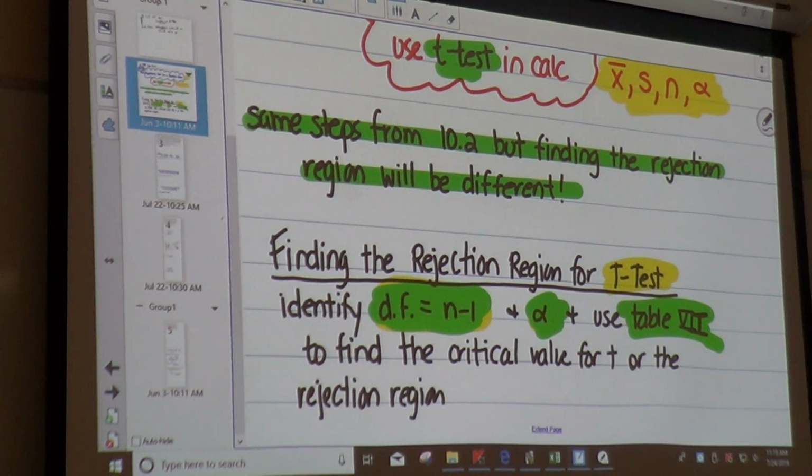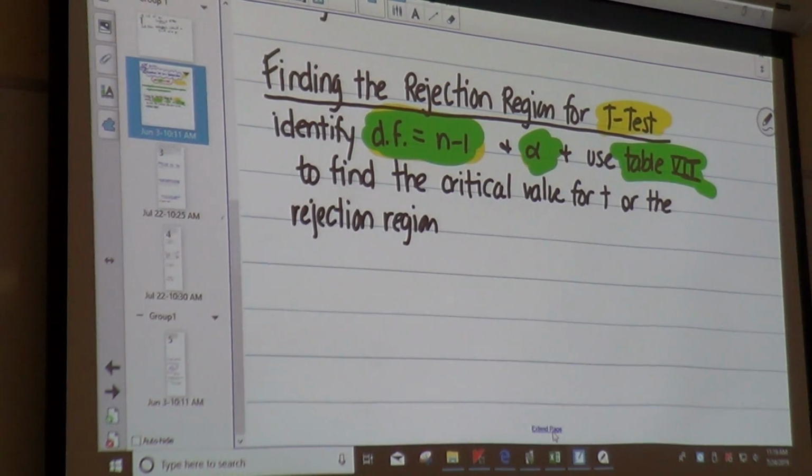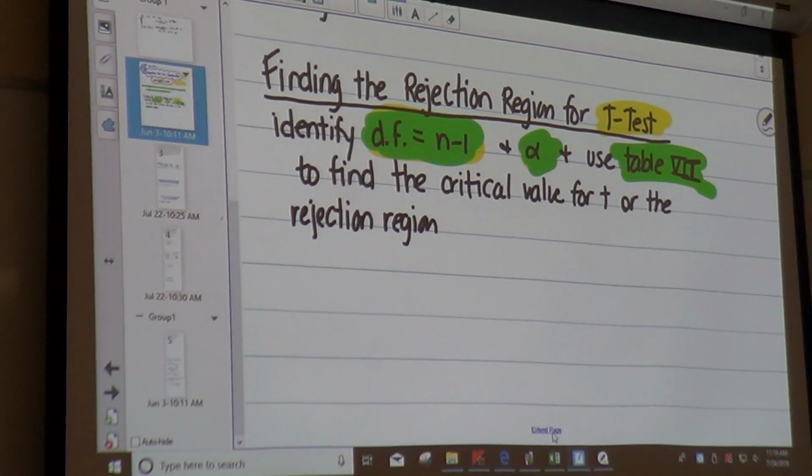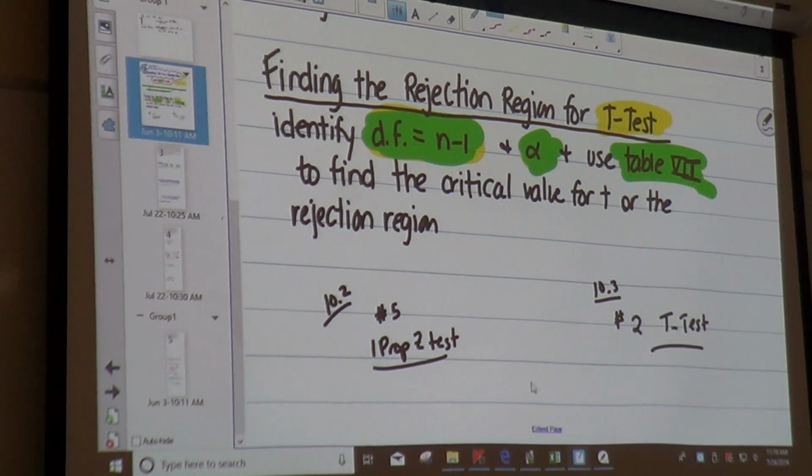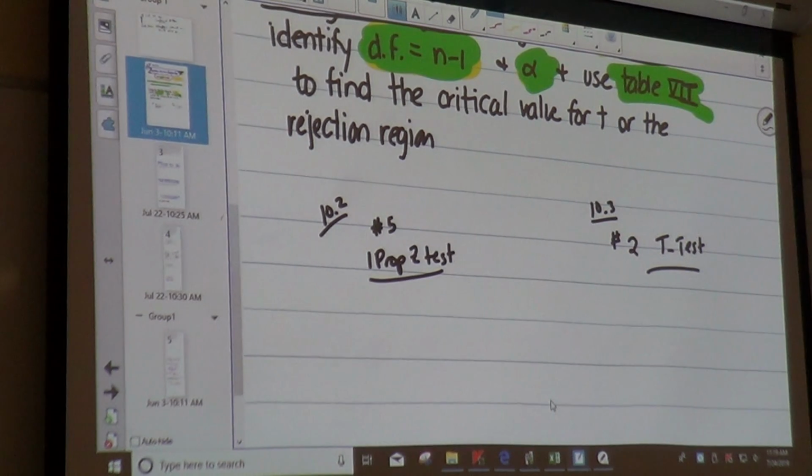Now, just to kind of show you the difference between what we were doing in 10.2 versus 10.3. In 10.2, we were using number 5, which was the one proportion z-test. In this problem, we're going to be doing number 2, which is the t-test.